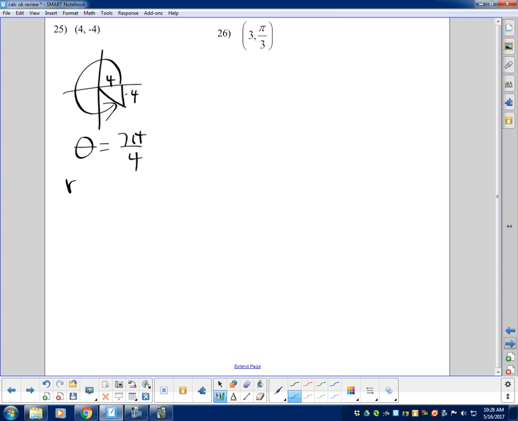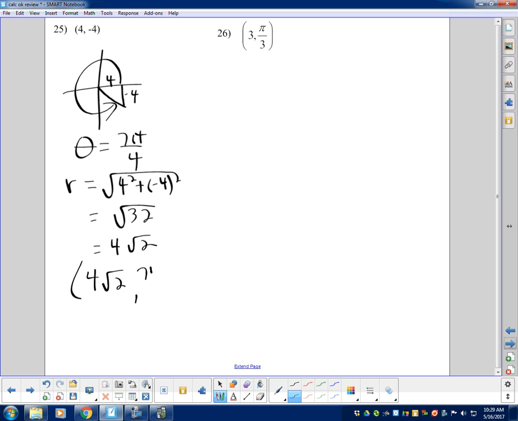And then r is equal to the square root of 4 squared plus -4 squared. 16 plus 16 is 32. Square root of 32, think of it as 16 times 2. Square root of 16 is 4, so 4 root 2. So polar form is (4 root 2, 7 pi over 4). Polar form is just r, comma, theta form.